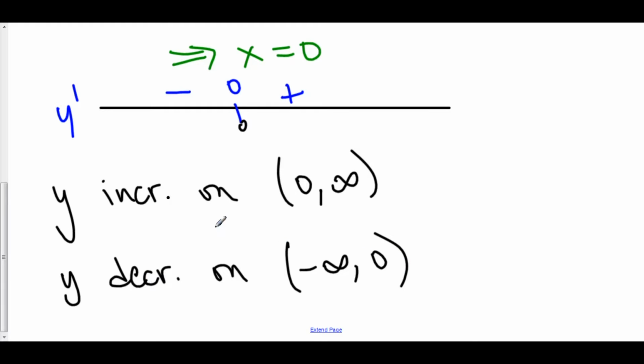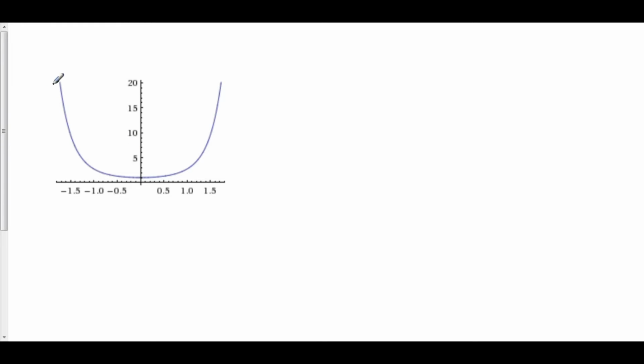And to get an idea of what this looks like, here it is. So from negative infinity up until 0, y is decreasing. And from 0 to infinity, y is increasing. And that is how you analyze increasing and decreasing functions.